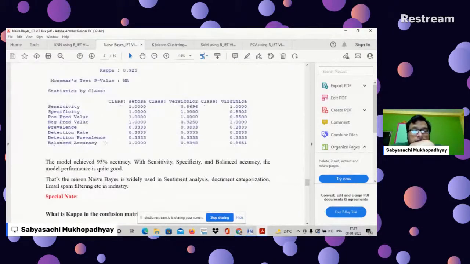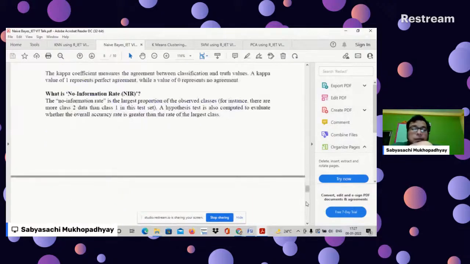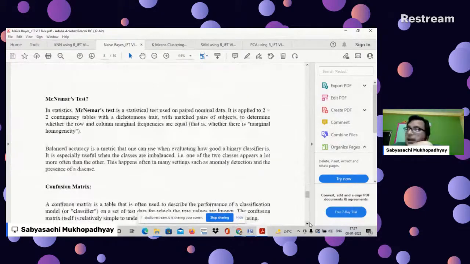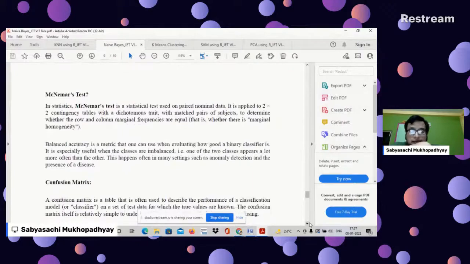So here you see the balanced accuracy for Setosa 100%, Versicolor 93.48%, Virginica 96.51%. So while calculating the balanced accuracy, it is very important to check that it is very effective for an imbalanced data set.